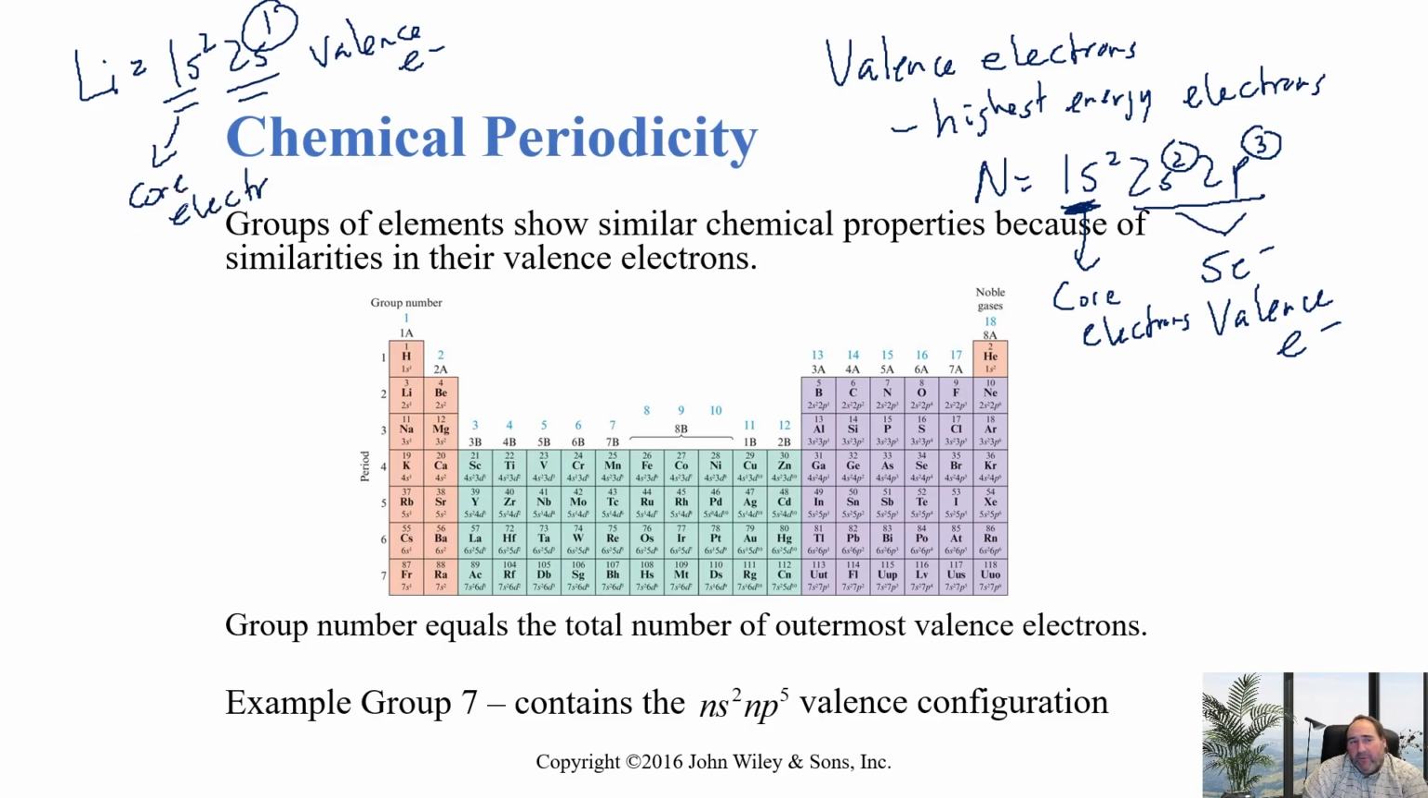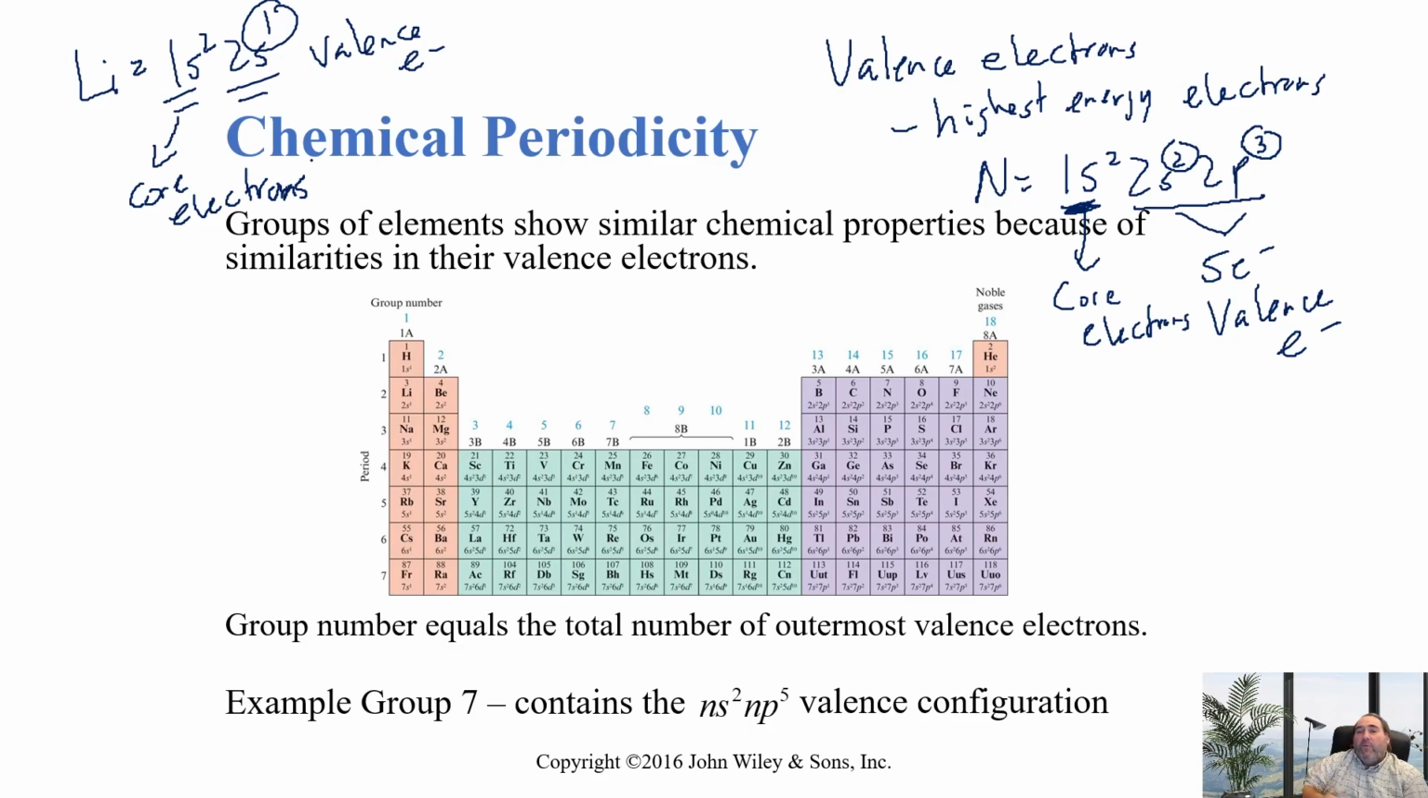Why is that important? It's going to be really important in the next chapter, because valence electrons are the ones involved in bonding. They are the outermost, highest energy electrons, and because they're furthest from the nucleus, they are not held as tightly. Core electrons are there, but they are not involved in bonding. And that's what we can see on this table here, the valence electrons.